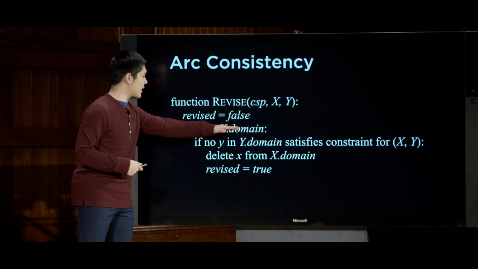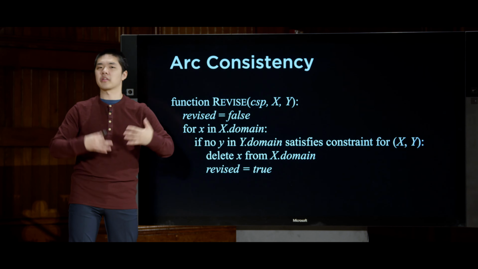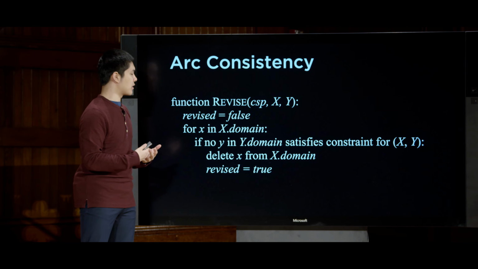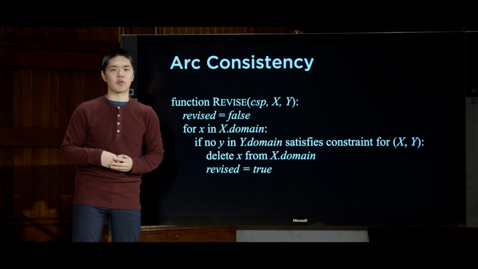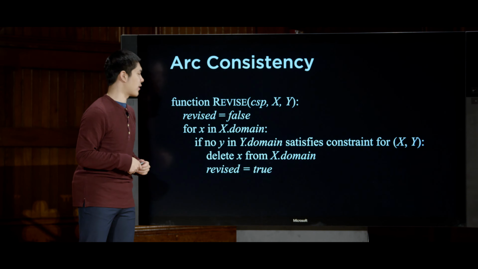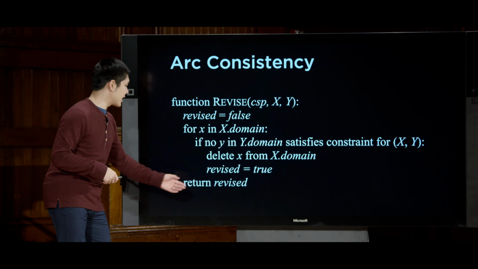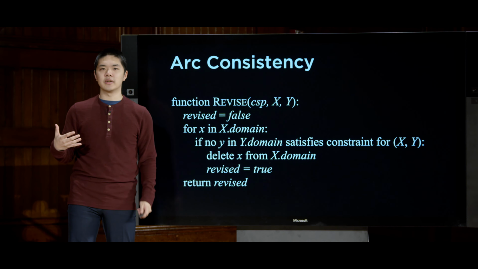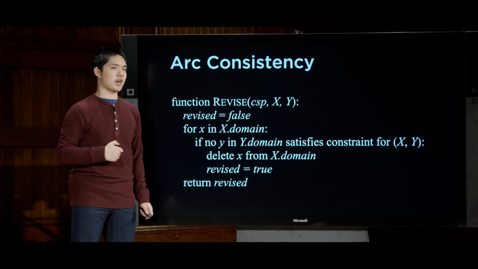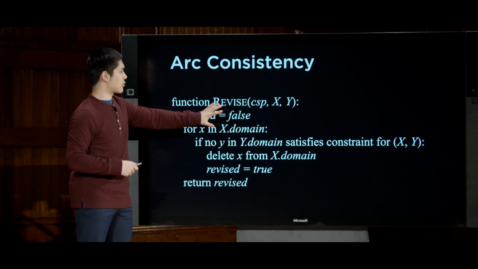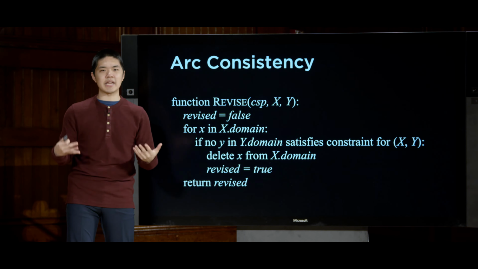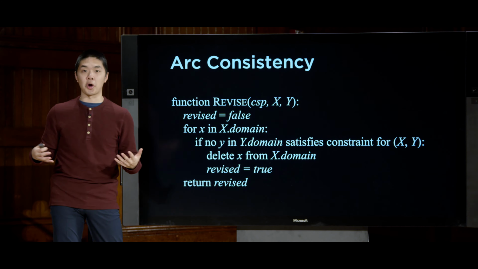And we'll do this again and again for every value in x's domain. Sometimes it might be fine. In other cases, it might not allow for a possible choice for y, in which case we need to remove this value from x's domain. And at the end, we just return revised to indicate whether or not we actually made a change. So this revise function is effectively an implementation of what you saw me do graphically a moment ago.